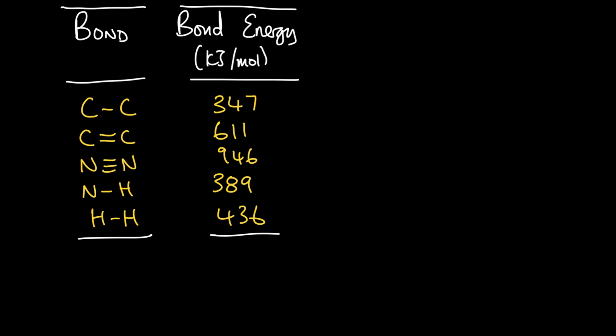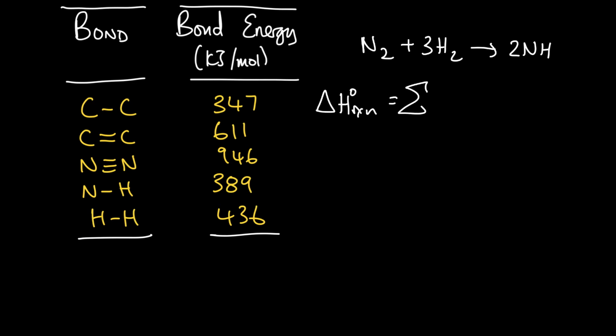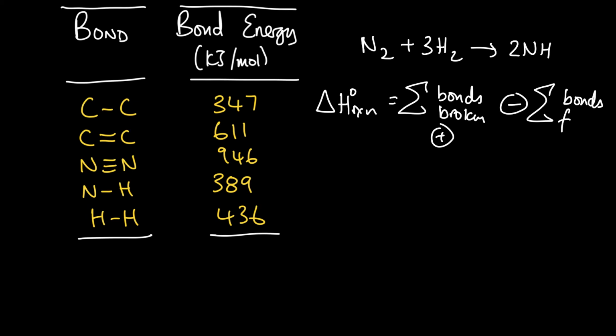So let's go ahead and take a chemical reaction. What's a great chemical reaction here? How about making some ammonia? So nitrogen plus hydrogen goes to make ammonia. And we can say that delta H of reaction is basically equal to the sum of all the bonds broken. That's going to be positive. And then we flip the sign, and it's going to be the negative of all the bonds made, so bonds formed. So I've got to draw Lewis structures here.